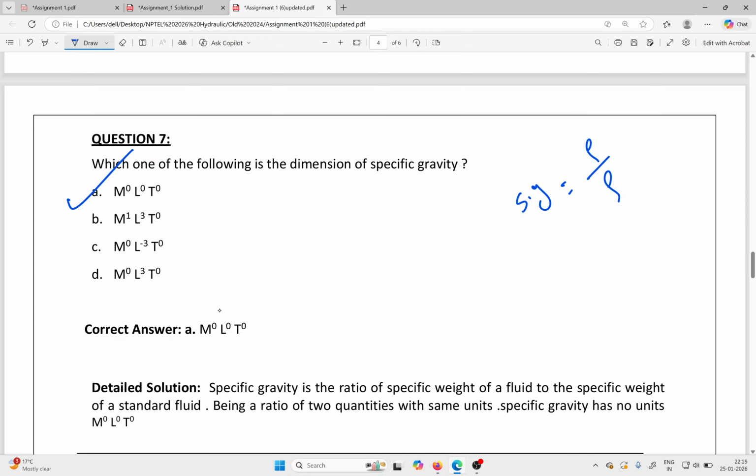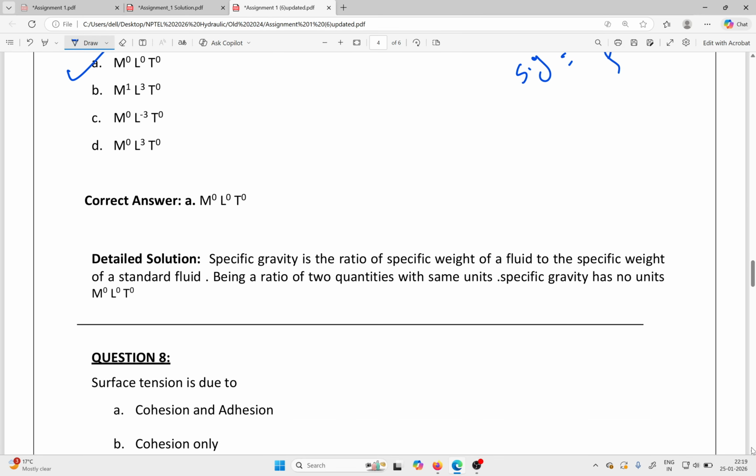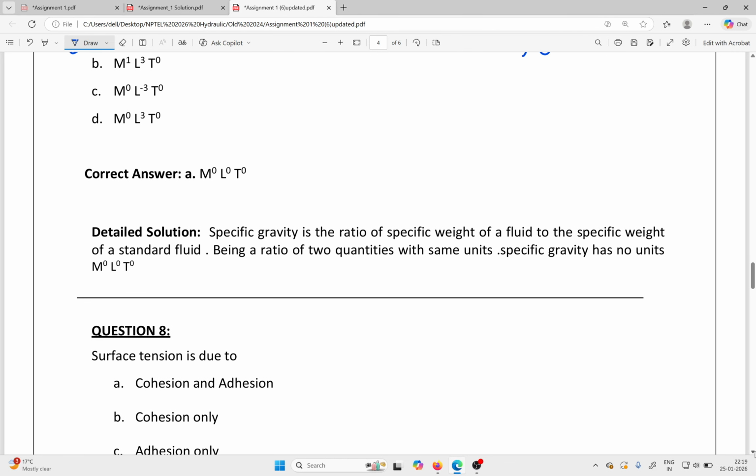The specific gravity is the ratio of the specific weight of fluid to the specific weight of the standard fluid. Being a ratio of two quantities with the same unit, the specific gravity has no unit. Now let us move on to the next one. Question number 8.